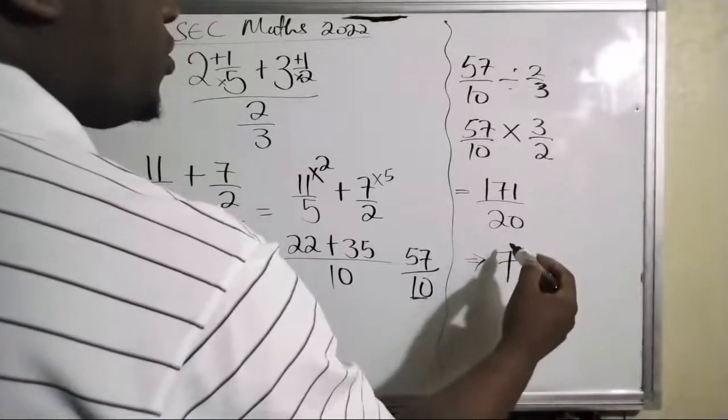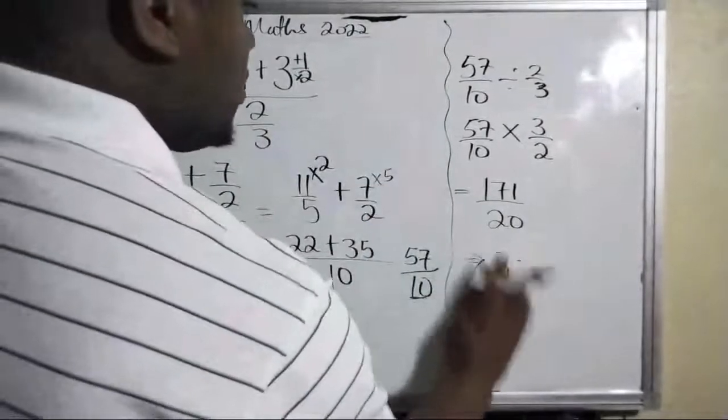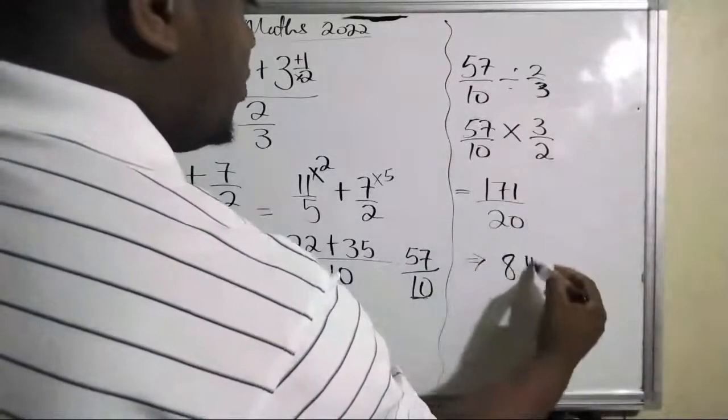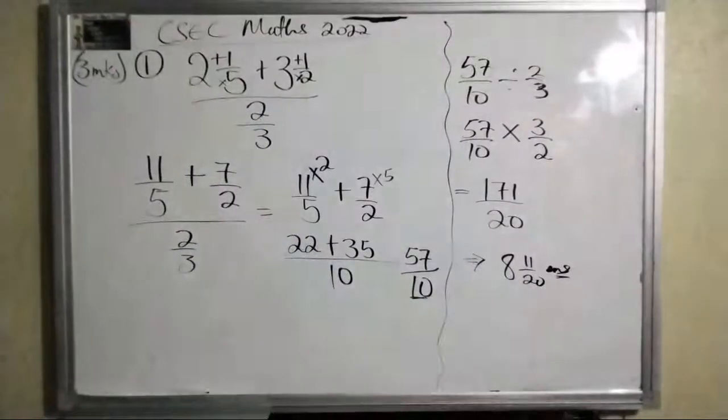Alright, 7 2s 14, so that's 140. No. 8 2s 16, so 160. So it's 8. 160, that leaves 11 over 20. And that would be our answer. Alright. Very important, guys, to note. Show all your steps. That is very, very important to CSEC, for you to show all your steps and identify the answer. Alright. So this will be number 1. Let's go.